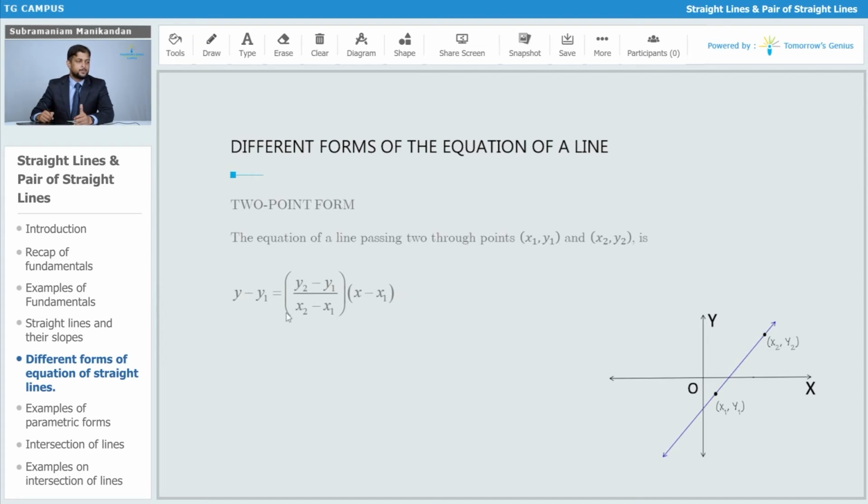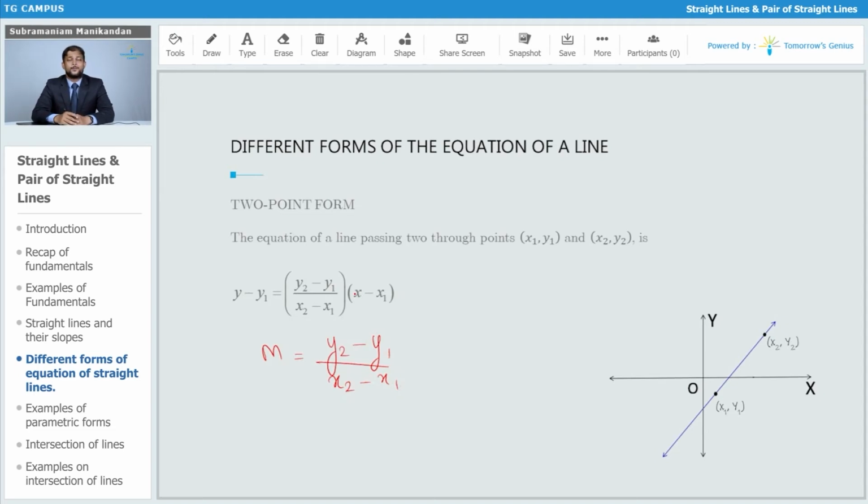How is that? Because if we know the coordinates of 2 points through which a line passes, then we can write down its slope as y2 minus y1 divided by x2 minus x1. So if m is y2 minus y1 divided by x2 minus x1, then y minus y1 is equal to m into x minus x1, and thus y minus y1 equals y2 minus y1 by x2 minus x1 times x minus x1.